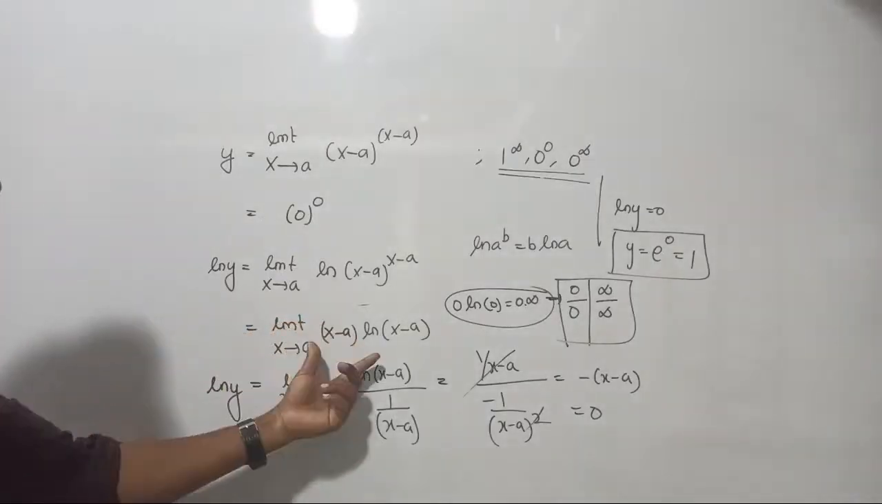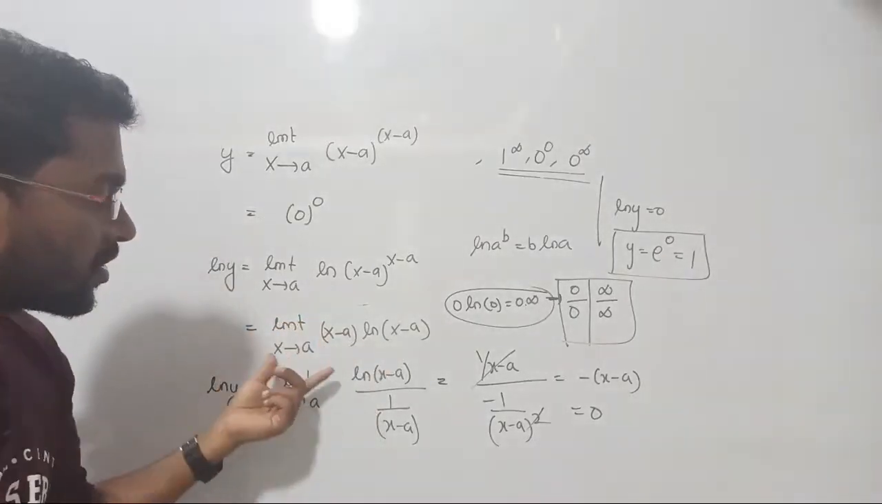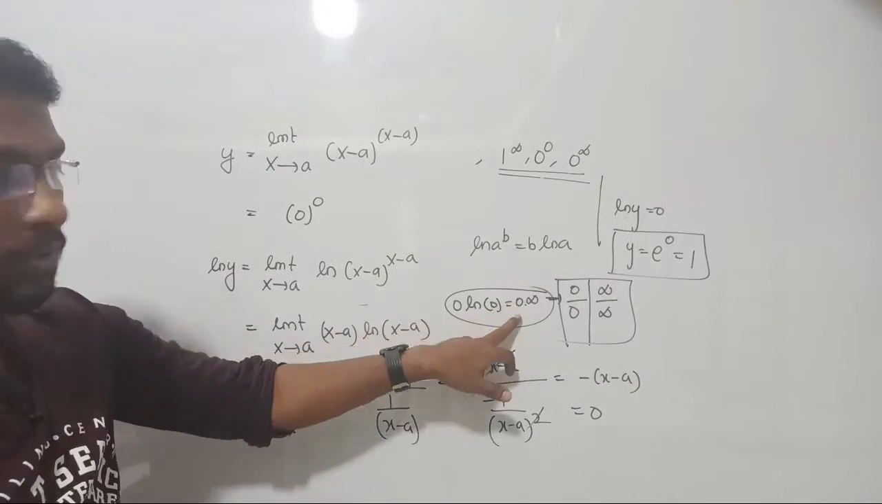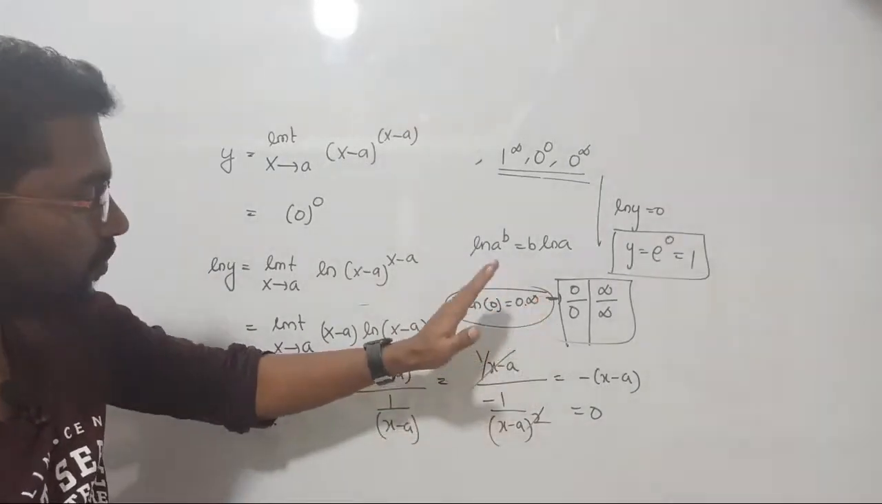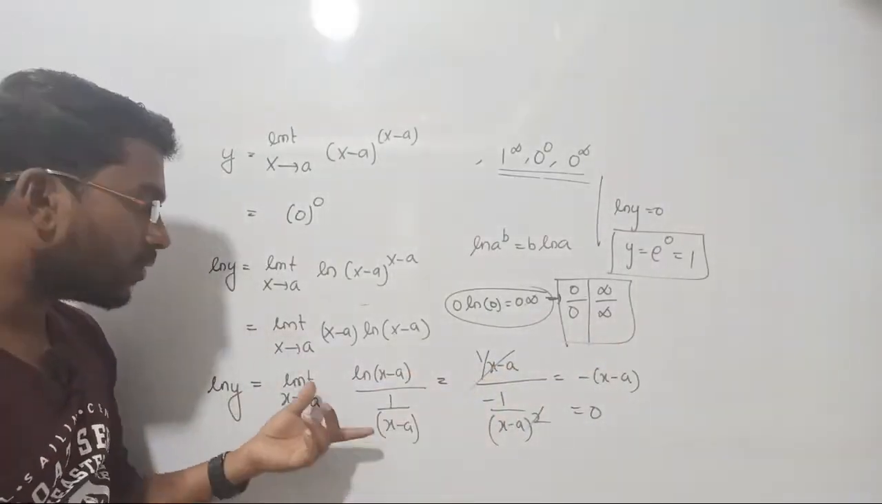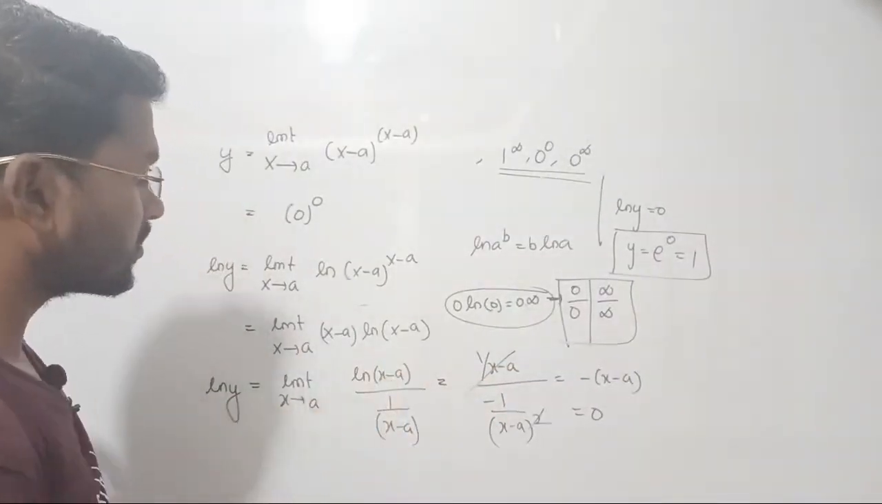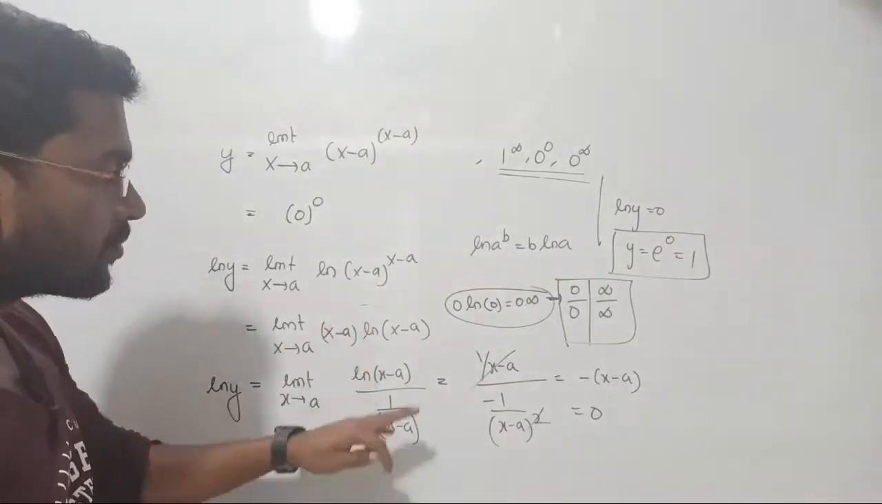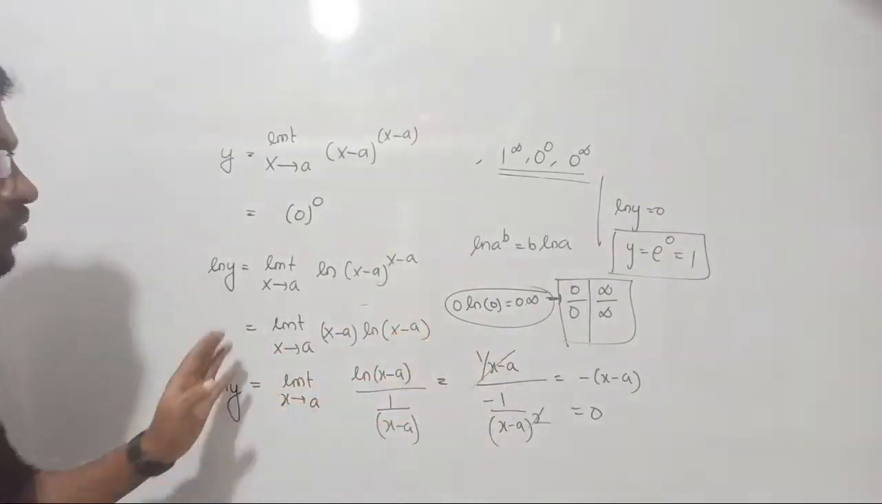After you take ln, what do you do? Again substitute the values, right? When you substitute, it will come in the form of 0 dot infinity. So we have to transform this and write it in 0 by 0 or infinity by infinity format. After writing it, in the next step, do the differentiation, substitute the value, and pass the ln to the other side.